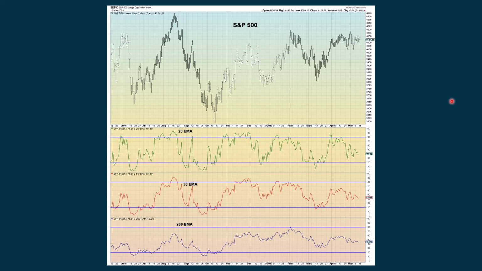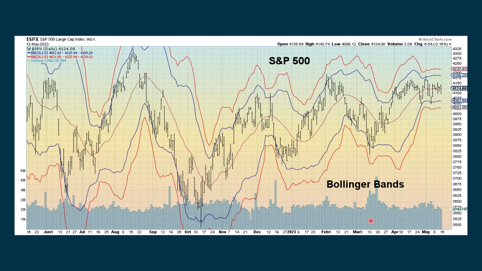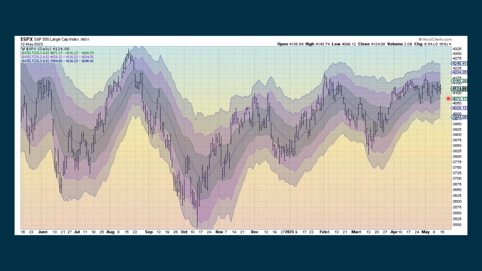We also have a moving average study: the 20-period, 50-period, and 200-period exponential moving averages. These are declining overall, but we're just about at the midpoint right now. The Bollinger Bands were also at the midpoint. We're not getting any kind of an extreme reading. And this is also a standard deviation study. We're just a little bit above the midpoint and not really giving us any insight.